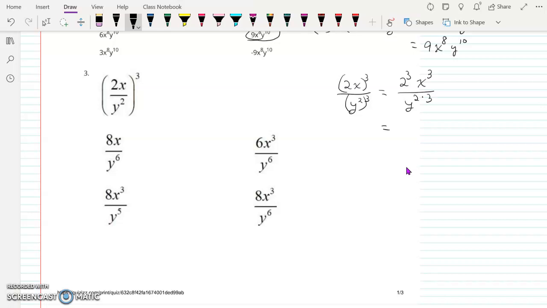which will then finish up. 2 to the third power is 2 times 2 times 2, which gives us 8x to the third power over y to the sixth power.